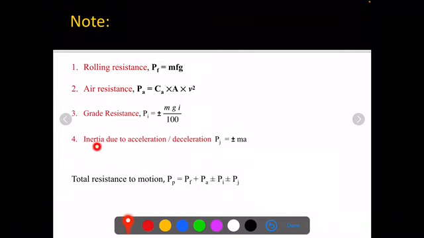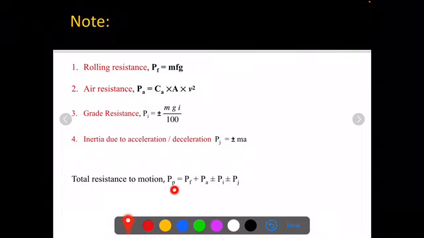Then the fourth resistance is due to the inertia forces from the acceleration and deceleration of the vehicle. That is the additional force required to start the vehicle from zero to achieve some speed, and also to suddenly stop the vehicle. It is denoted by Pj and calculated as plus or minus m into a. When the vehicle is accelerated, the inertia force developed is positive, and for deceleration the value is negative. So the total resistance to the motion, Pp, is the summation of all the resistances.